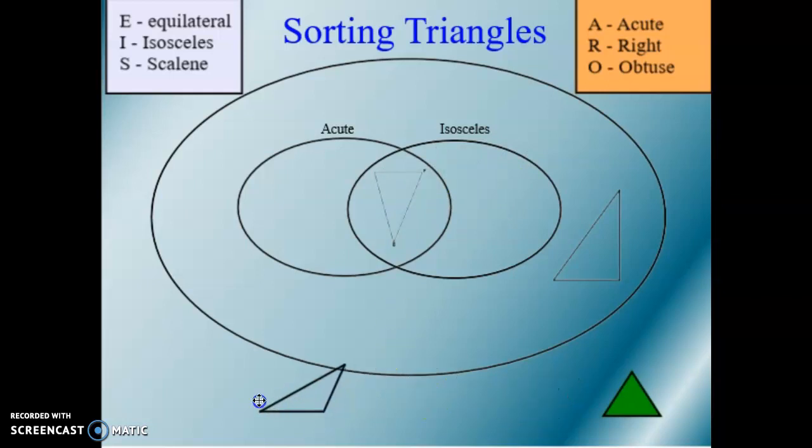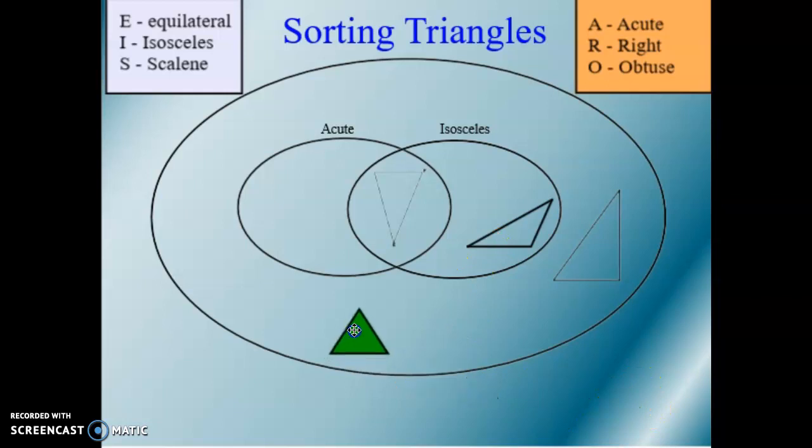This triangle, is it acute? Well, remember, every triangle has 2 acute angles, but this angle right here tells me that is obtuse, so no, it is not acute. Is it isosceles? Are 2 sides the same length? And the answer is yes. This side and this side are the same length. It doesn't have tick marks on it, but I can tell they're the same length.